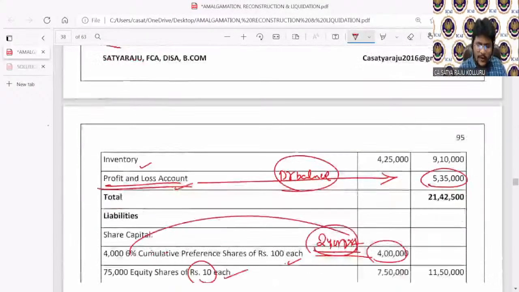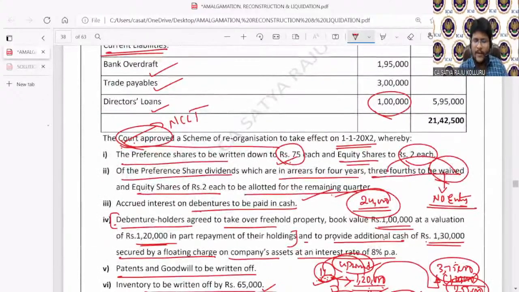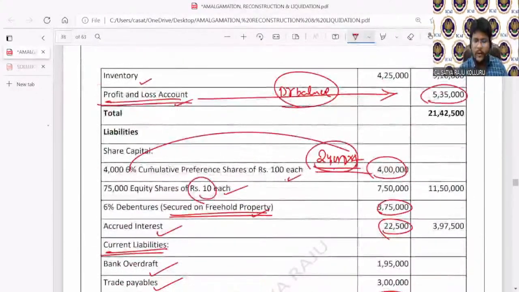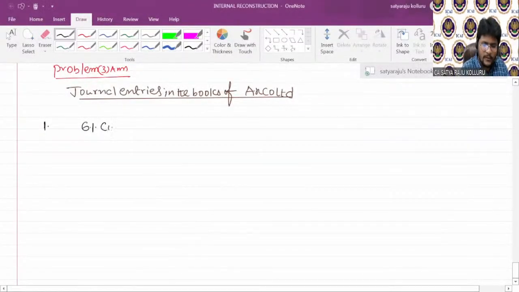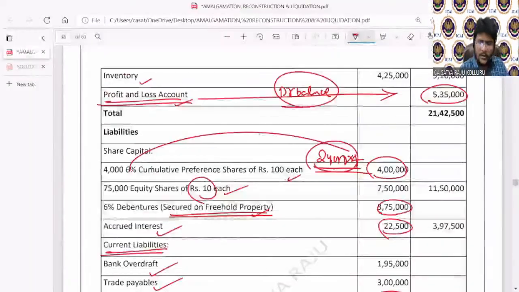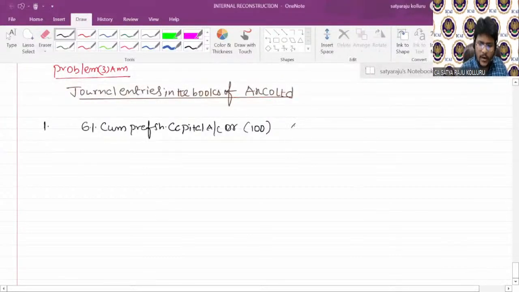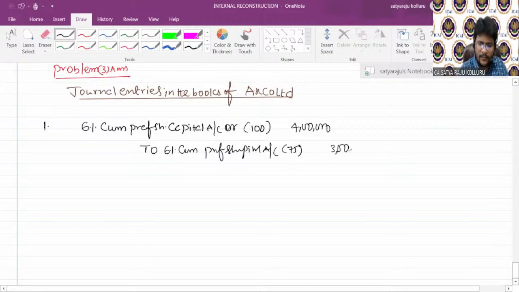So the first and foremost entry, reduction of the paid up capital. Preference shares to be written down to 75 rupees, right? Now 6% cumulative preference share capital account debit. Sir, the entire face value you need to cancel first. How much amount? Face value 100 rupees. What is the total amount of 6% cumulative preference share capital? 4 lakhs. Which is reduced to 75 rupees, to 6% cumulative preference share capital. Now the face value is 75 rupees each, which is 3 lakhs, right?